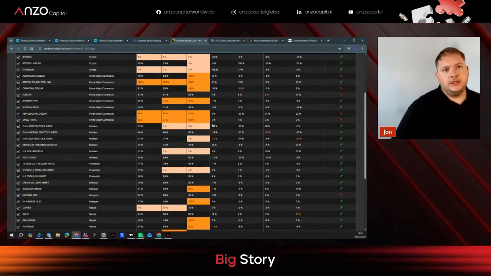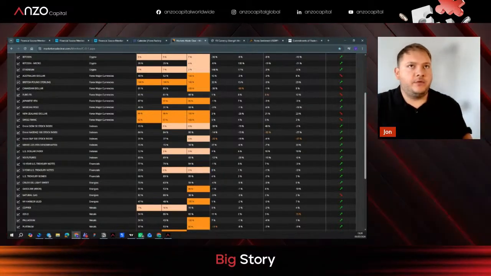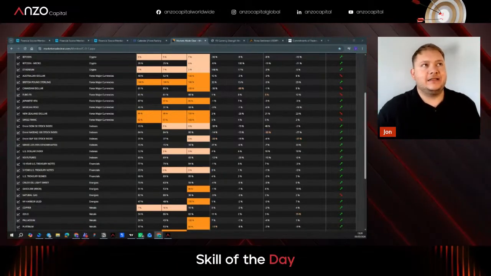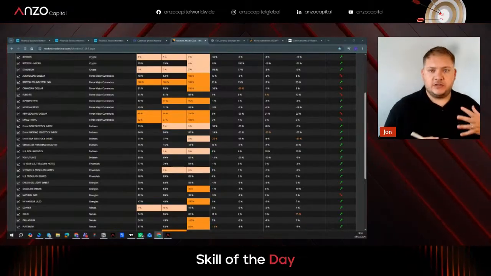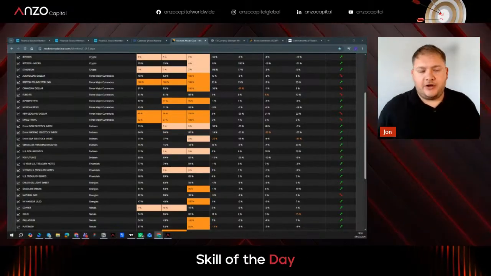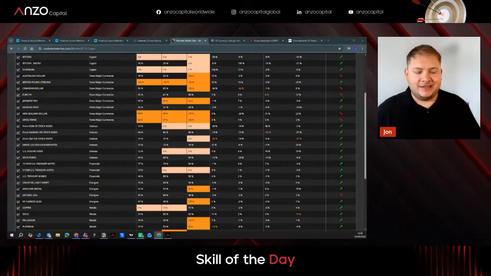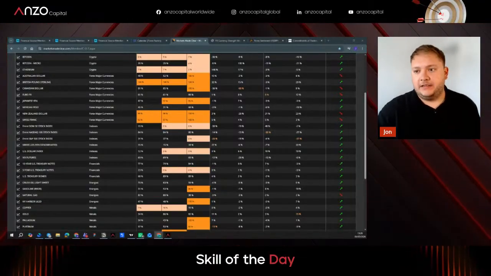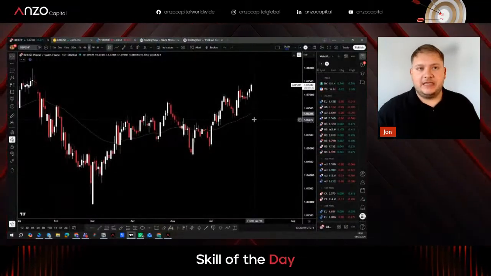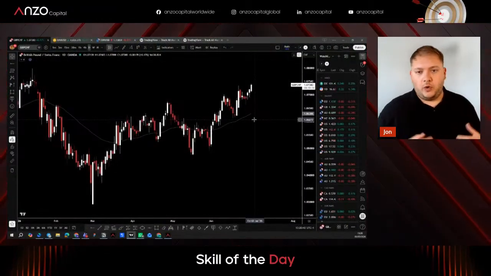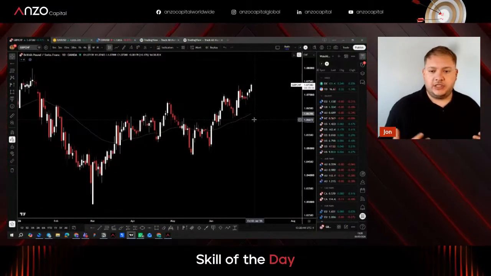So I always like to end the stream with what's called the skill of the day. Okay, and the reason why I like to do this is because I really want to try and upskill traders and help them understand markets a little bit better. So the one that we're going to be looking at today is the engulfing candle. What is it? How can you potentially trade it?